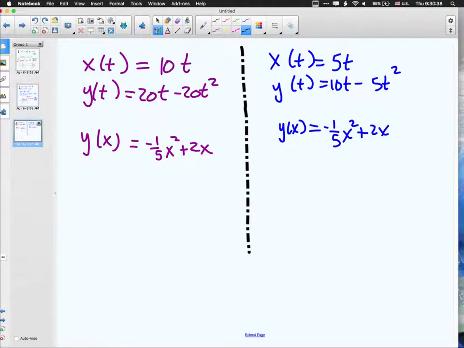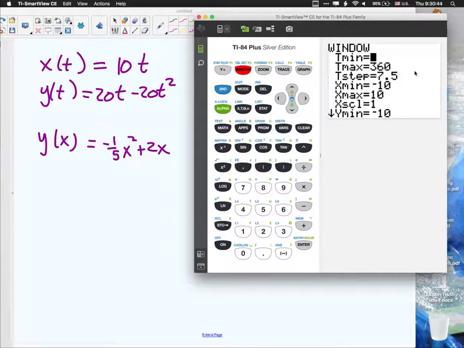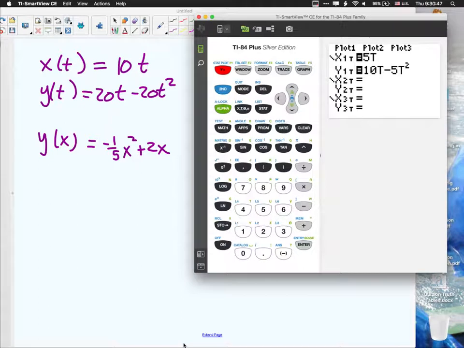Next step, though, is go ahead and plug this into your calculator. Don't delete the other one that you have there. In fact, slide over to the left and hit enter so that it doesn't interfere at all. You won't see it at all until we turn it back on. But we've got this new one, 10t and 20t minus 20t squared.